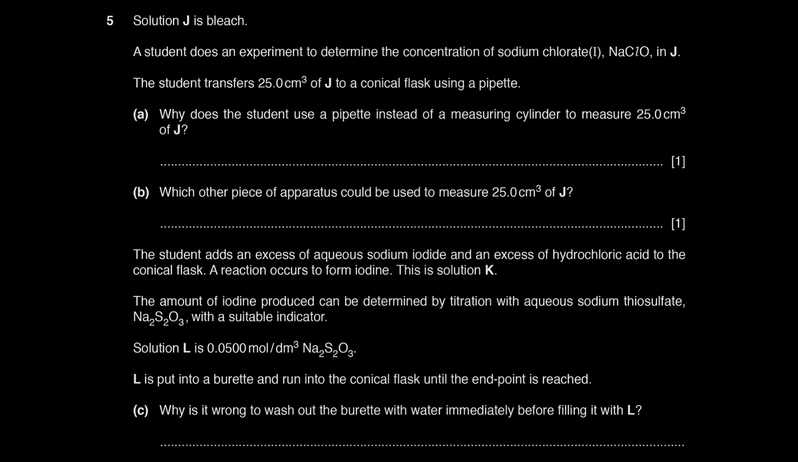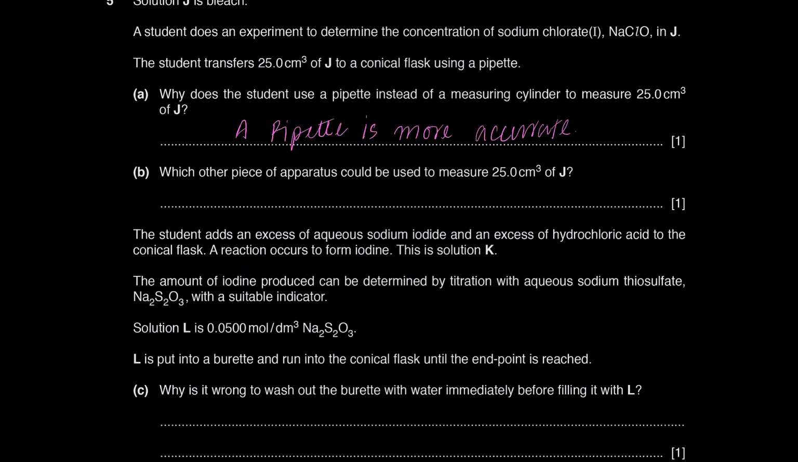Because a pipette is more accurate than a measuring cylinder. Which other piece of apparatus could have been used to measure 25 centimeter cube of J with high accuracy? If you couldn't find a pipette, you could have used a burette. They're pretty accurate.